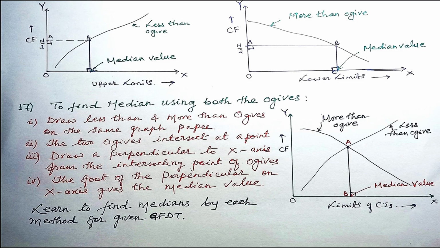So Ogive is basically a graphical representation of the cumulative frequency data, and from that we can get the median of the given GFDT. So remember this. So this was again a very important graphical representation of statistical data. The remaining representations we have already learned, and this is about Ogive. Okay, understand this and remember. Thank you.